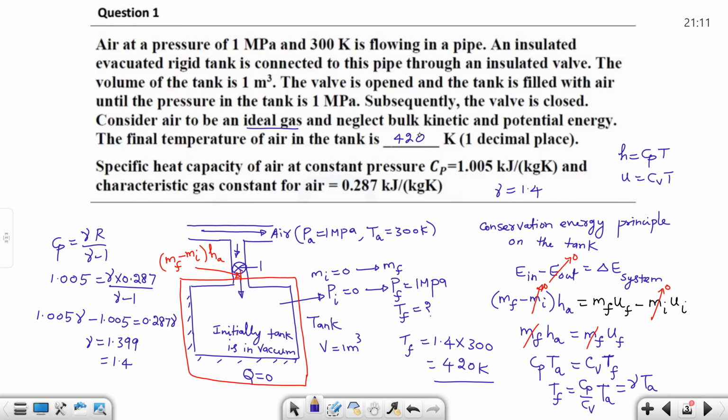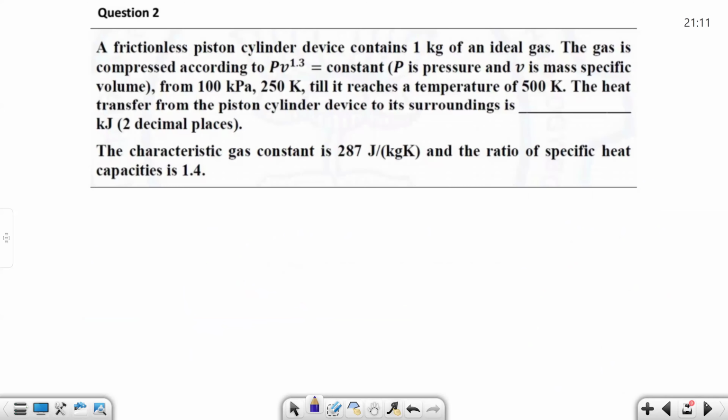So now we move to the next question. A frictionless piston cylinder device contains 1 kg of ideal gas. So you have a piston cylinder device, so that means it is a closed system, frictionless, contains 1 kg of an ideal gas. So mass 1 kg. The gas is compressed according to PV power n equal to constant, where n is 1.3 in this case.